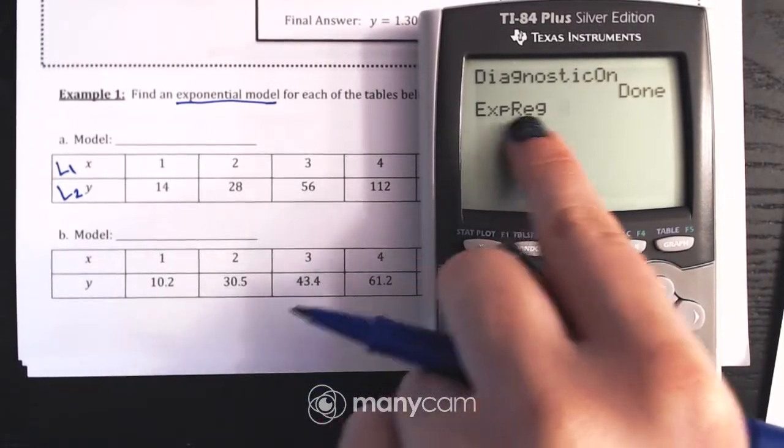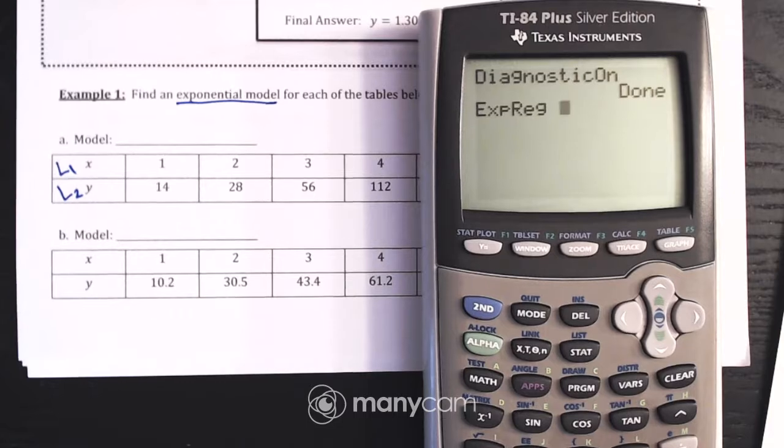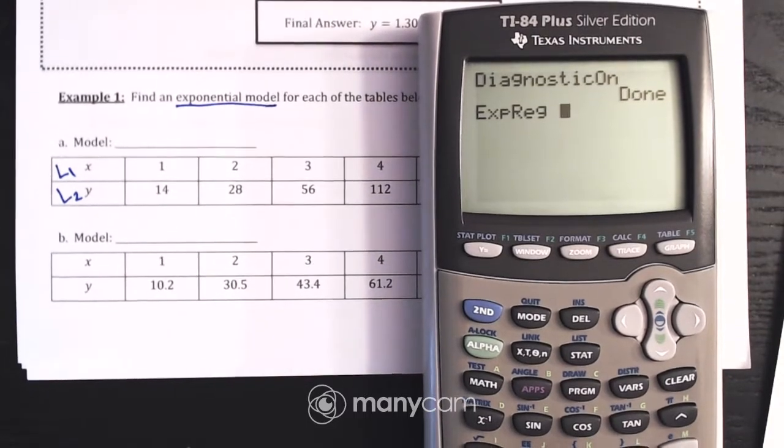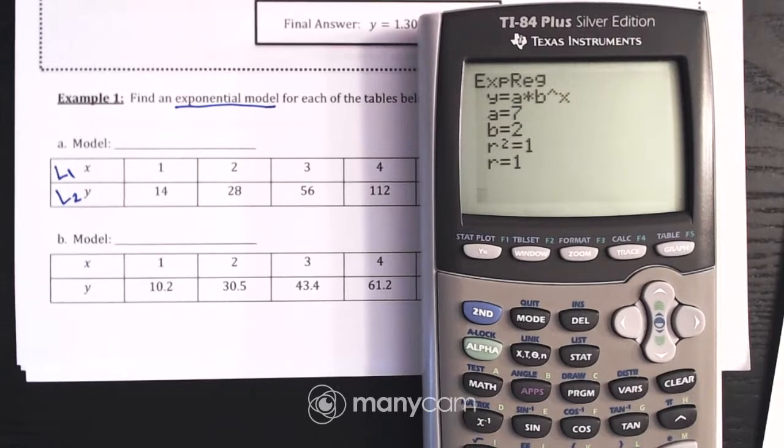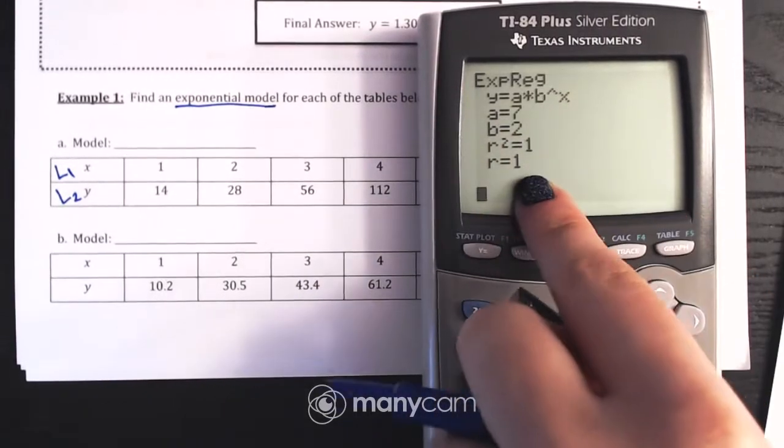This means exponential regression. That's what we're calculating, a regression. It's the same way of saying an exponential model. So we're going to click enter. And now it's giving us our regression.